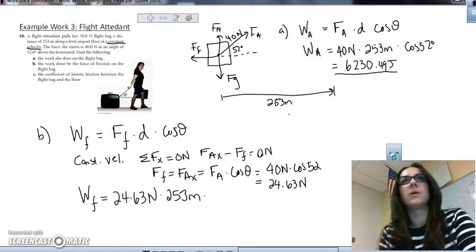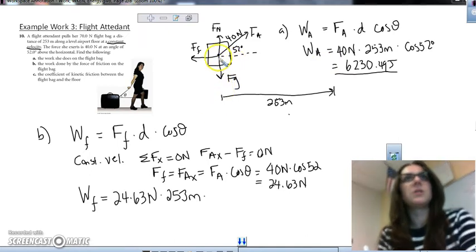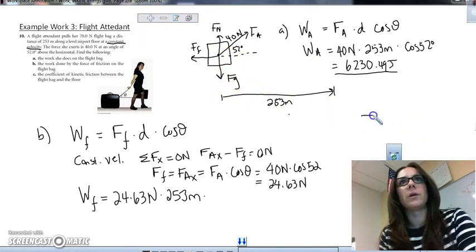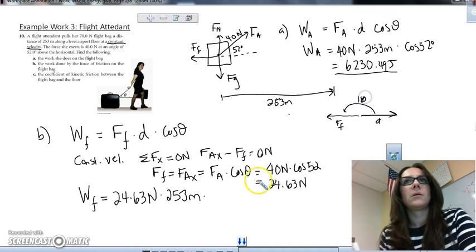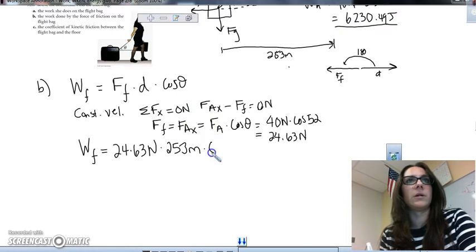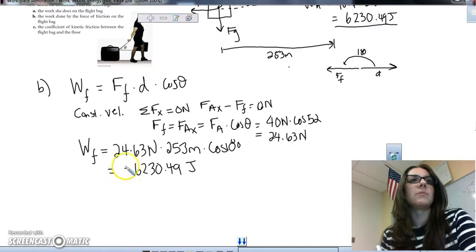So if you take a look here, the angle between friction and distance, I'll just draw a visual right here. Here's the distance, it's going this way. Friction is going that way. So the angle between these two is 180. As you can kind of see, this is going to be negative, because cosine of 180 is negative. So we get negative 623.49 joules. It's negative because we're doing work against.